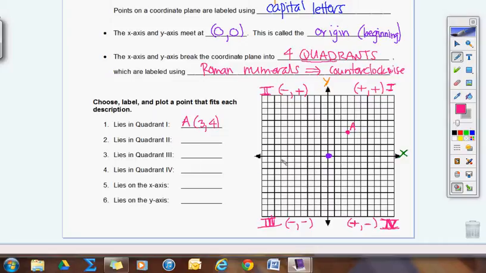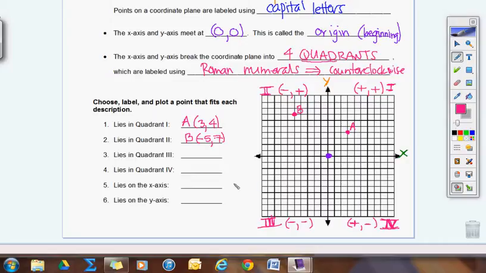In quadrant 2, now I need a negative x and a positive y. So a negative x would be like negative 5, and a positive y would be like positive 7. If I wanted to plot the point (-5, 7), here's negative 5, 1, 2, 3, 4, 5, to the left 5, but then go up 7: 1, 2, 3, 4, 5, 6, 7. And I'll call that point B, capital letter B.